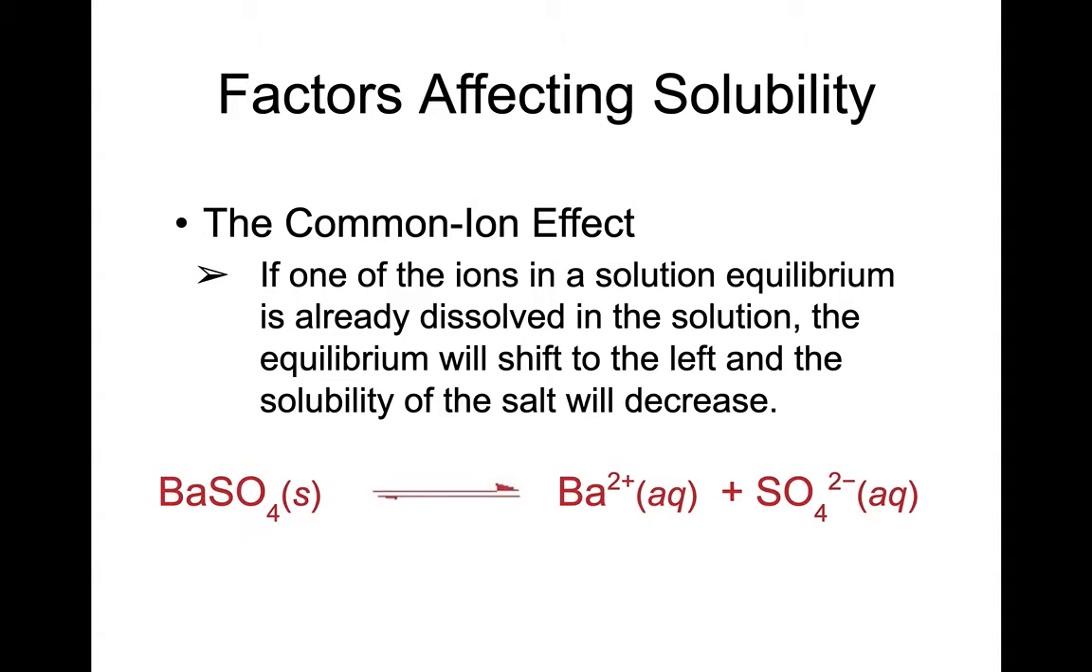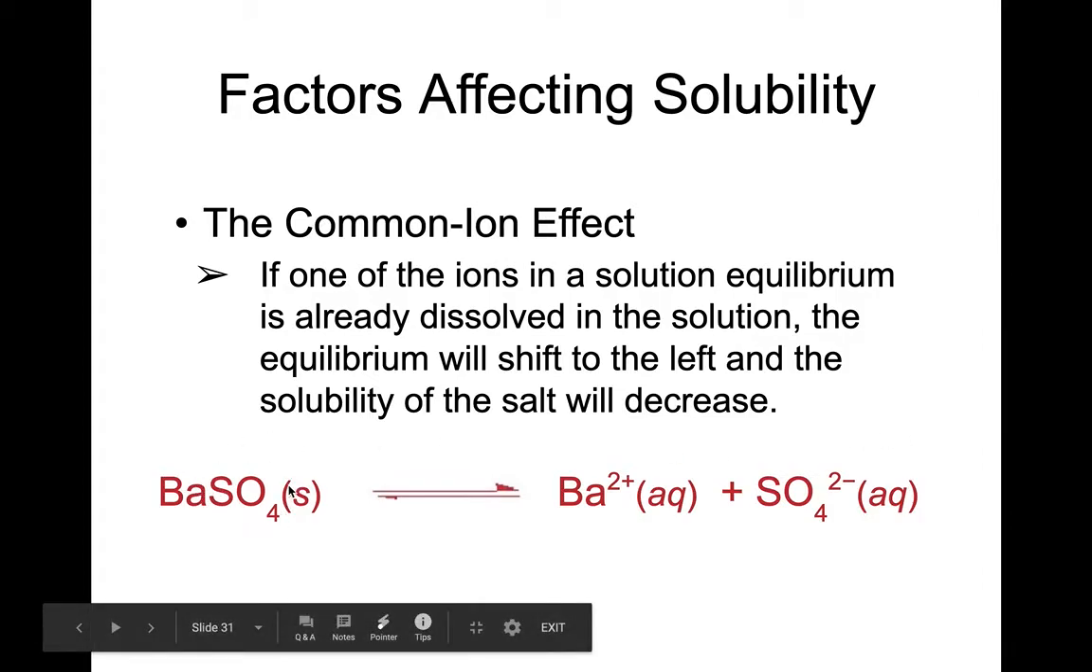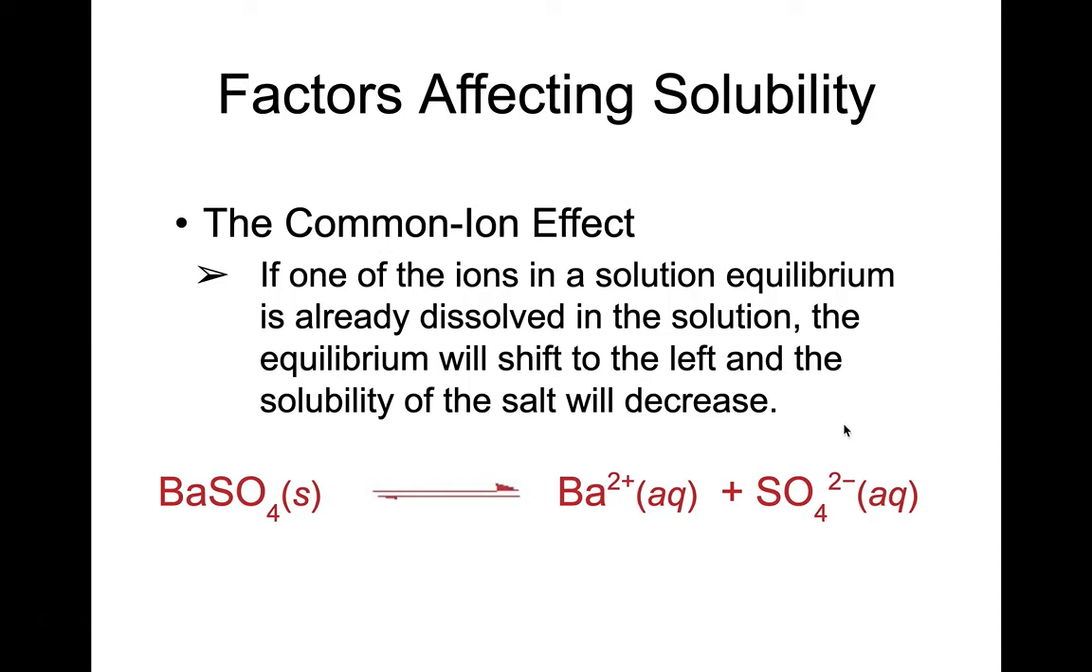There are a couple of things that are going to affect this solubility. The first one being the common ion effect. Just like in the last lesson where we saw how having an ion already dissolved would reduce the dissociation of an acid, the same thing is true when we're dissolving a solid. If one of the ions in a solution equilibrium is already present in the solution, then the equilibrium will shift to the left, towards the reactants. The solubility will decrease.